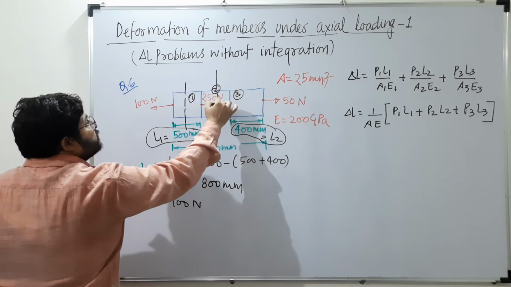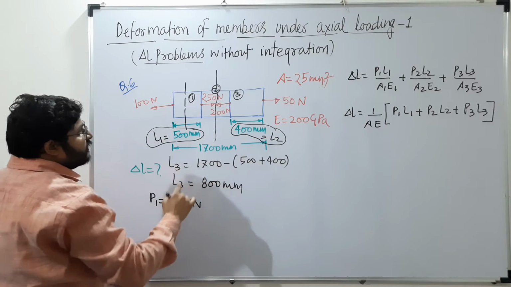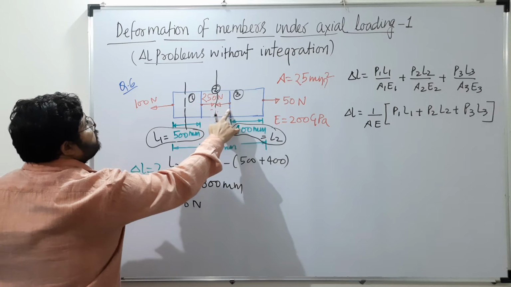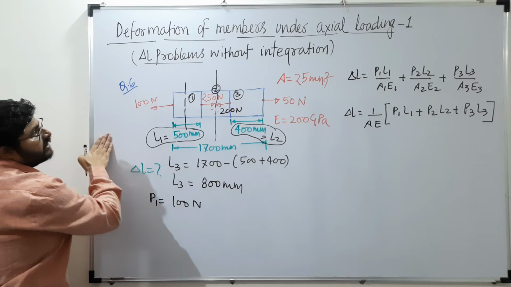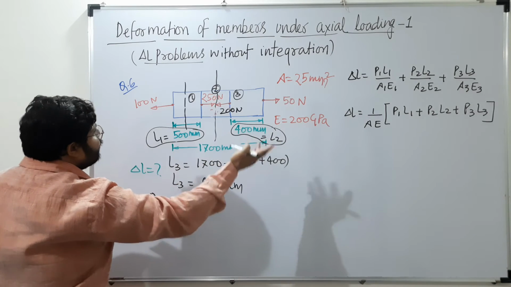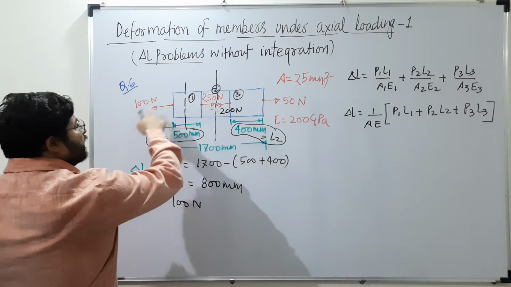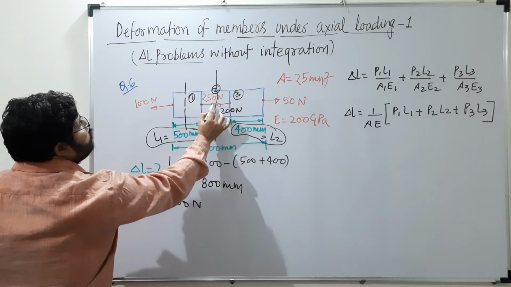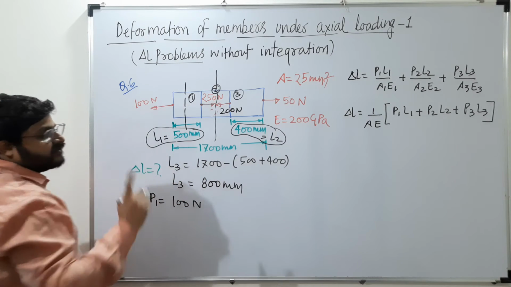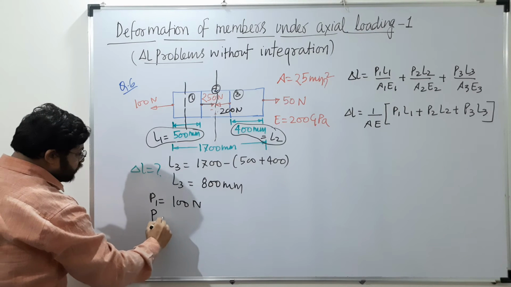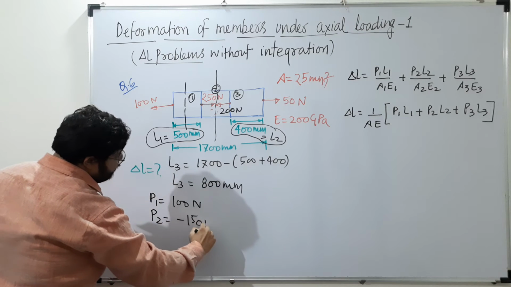So we need to cut a section in between here. Now we can take up any one side. So this is 200 Newton. Whether you want to take left hand side or right hand side, you can take either. But if you take left hand side, what you will get? 250 Newton compressive and 100 Newton tensile. So that means 150 Newton compressive. So the value P2 can be written as minus 150 Newton.